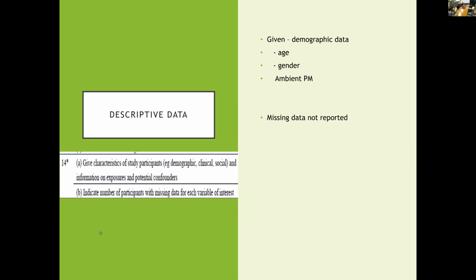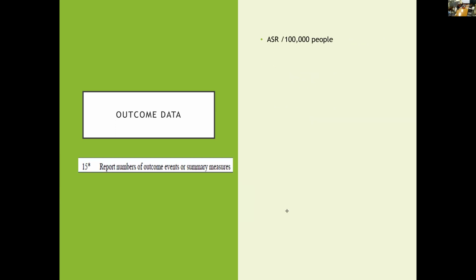Descriptive data: give the characteristics of study participants. They have given demographic data for everyone. They have given age-wise distribution, gender, and talked about ambient particulate matter. And they have not mentioned any missing data in the whole study. The outcome data, or the number of outcome events, was ASR per 100,000 people, and that is how they have reported it.